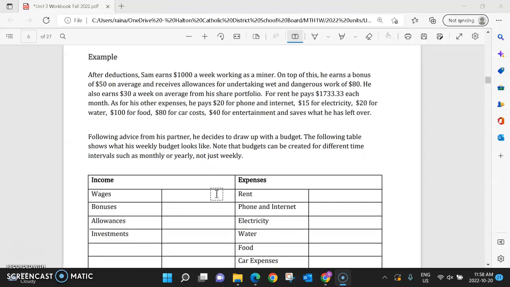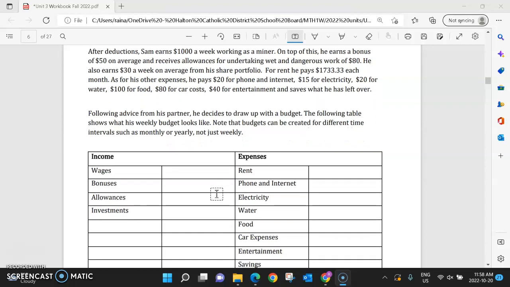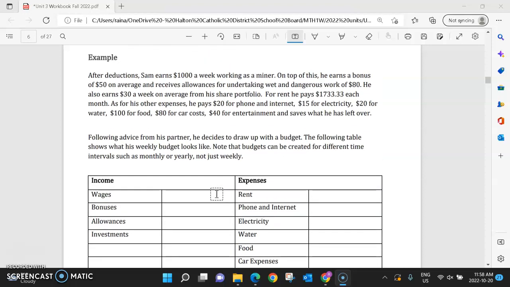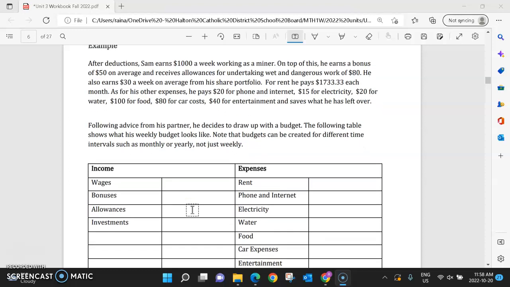So our first example here looks at creating an income and expenses sheet. You can do this on Microsoft Excel or Google Sheets. Here we're just doing it by hand on a sheet of paper. Here's our example. After deductions, Sam earns $1,000 a week working as a miner. On top of this, he earns a bonus of $50 on average and receives an allowance for undertaking wet and dangerous work of $80. So I'm going to write this down.